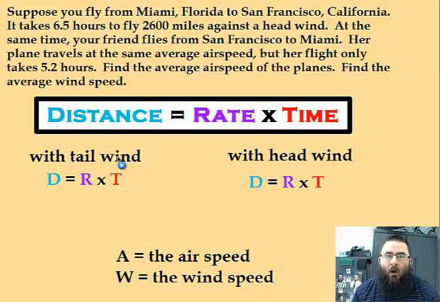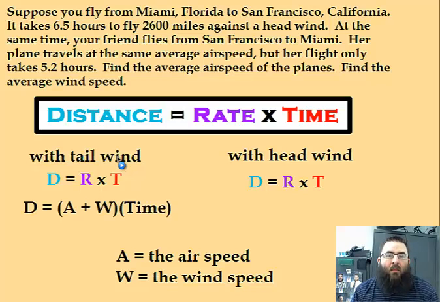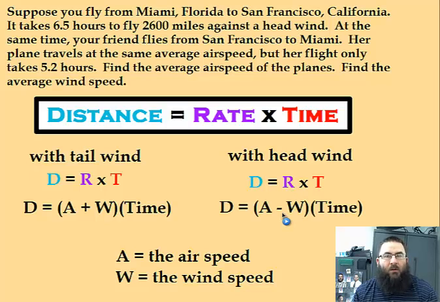So with that tailwind on your back, that's going to add to the airspeed. For the rate, it's going to be the airspeed plus the wind speed. Those two together times time will then give us our distance. Well, how is that going to be different with the headwind? You're running into the wind or flying into the wind. You're right. It's going to take away from that airspeed. So then this would be your formula. D equals A minus W times time.